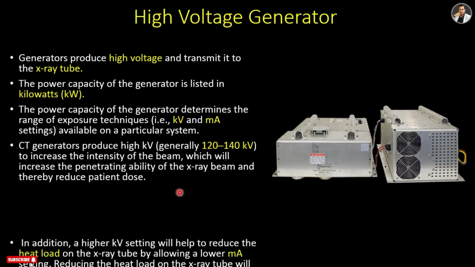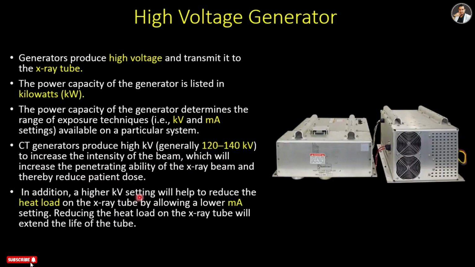In addition, a higher kV setting will help to reduce the heat load on the X-ray tube by allowing a lower mA setting. Due to this high voltage, the heat of the tube decreases, because we do not need to supply more current. Reducing the heat load on the X-ray tube will extend the life of the tube. The colder the tube, the longer its life. As much as we can keep the tube cool, the tube life will be longer.